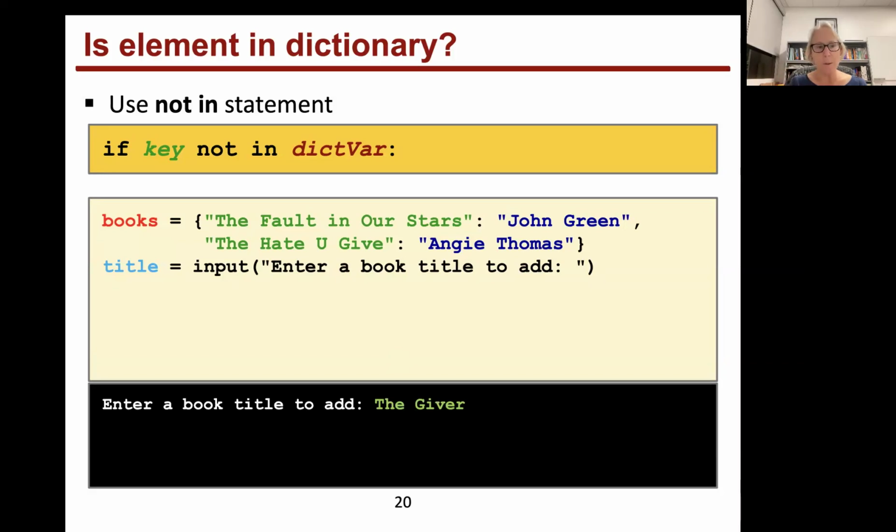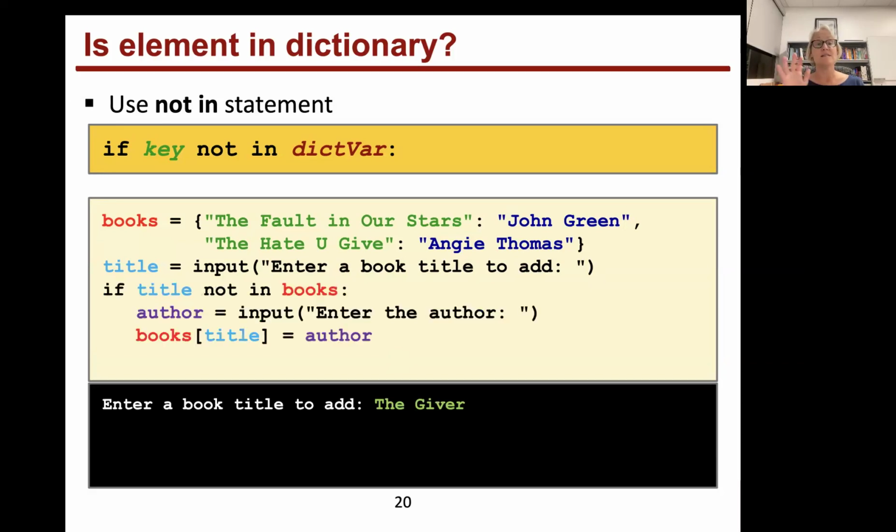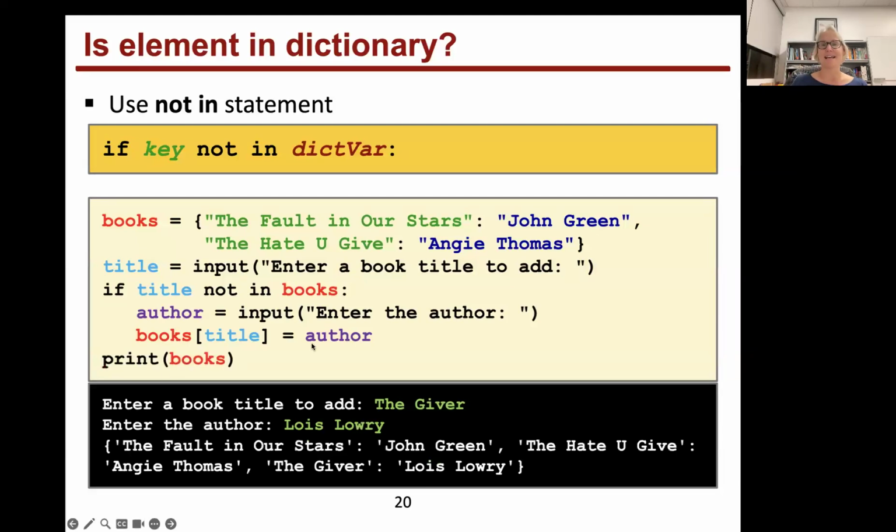They enter in The Giver. And then I'm going to say, okay, well, if it's not in my books dictionary, then I need to get an author, right? I have my key, but now I need my value to put into the dictionary. So I ask the user for an author, and then I get the author, and I now put that into the dictionary. So books is my dictionary, square bracket, title, which is my key, equals author, which is my value. So I do that. I print my books, and you will see that that last book, The Giver, is added to my books dictionary.